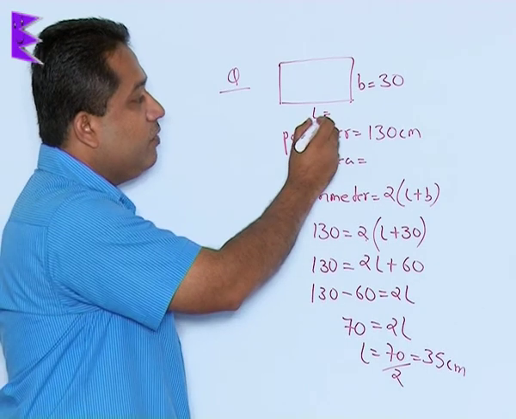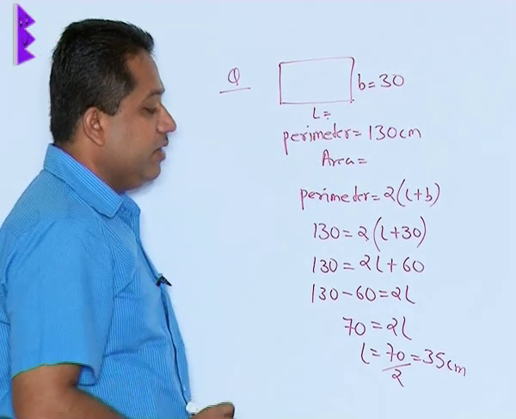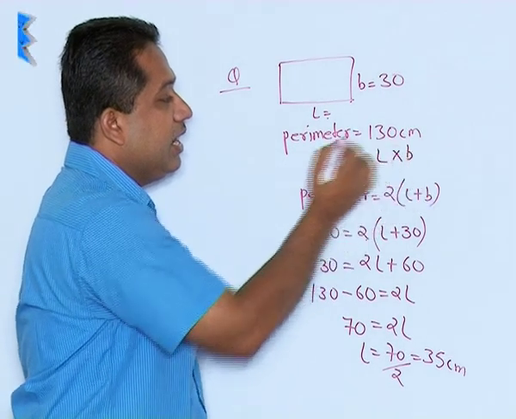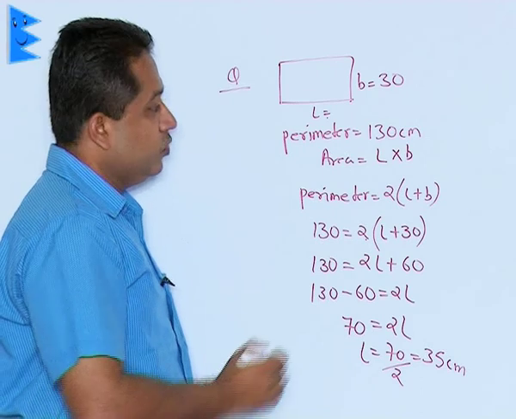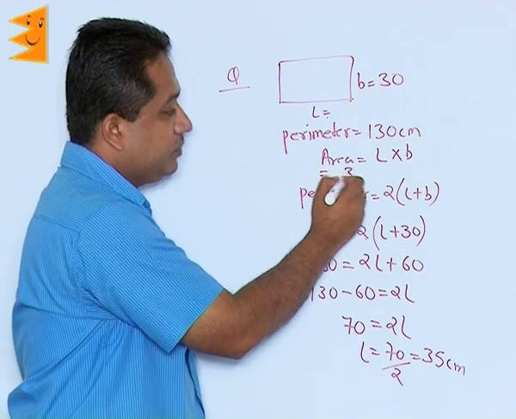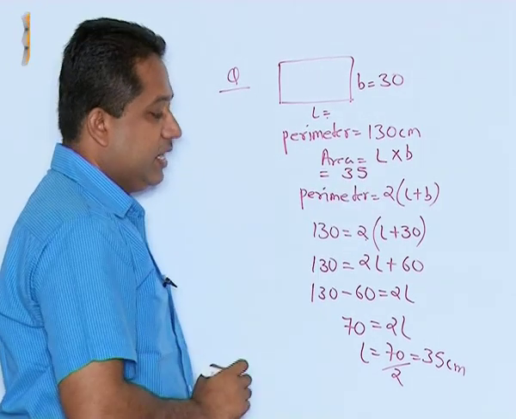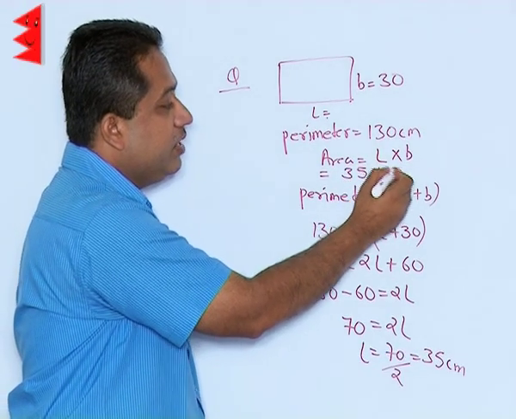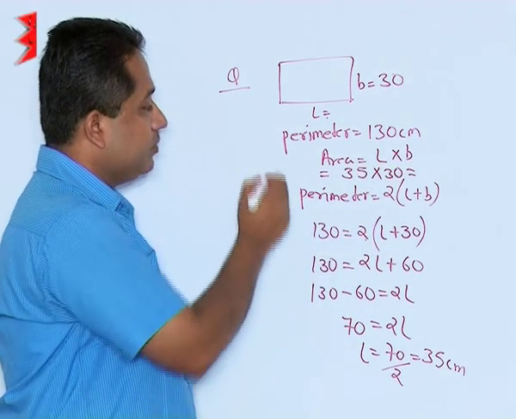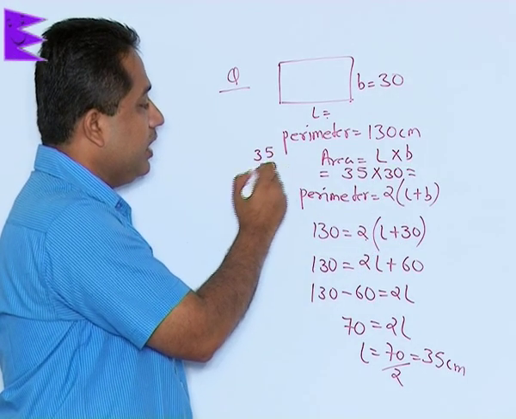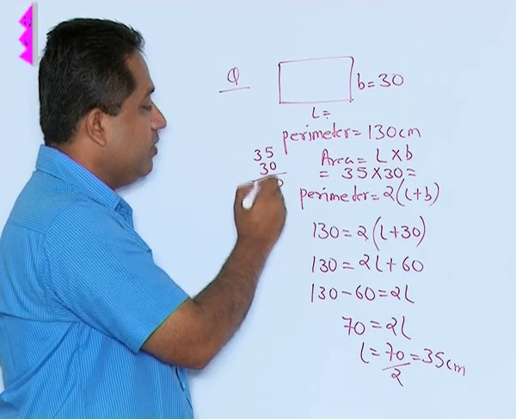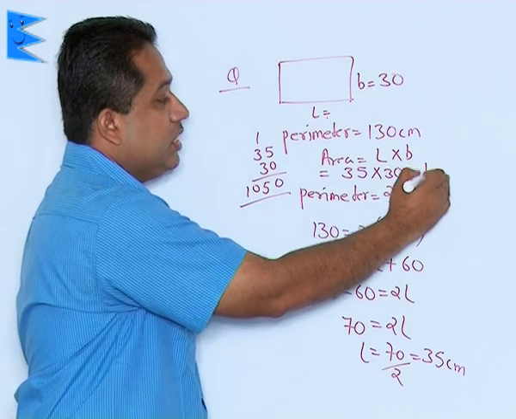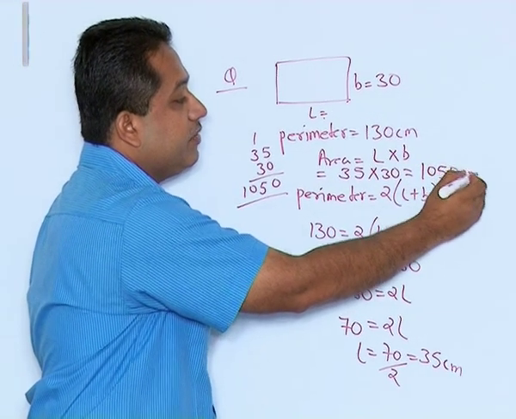So, we have found out the length as 35. Now, once we find out the length, the breadth is already given to us. So, area can be found now by using the formula L multiplied by B. So, length we have found out as 35. We are going to substitute the value of L as 35 as obtained here, and the value of the breadth is 30. So, we are going to get the area here 35 into 30, this is 0, 5 3s are 15, 3 into 3 is 9 plus 1 10. So, we are going to get 1050 and the unit will be centimeter square.